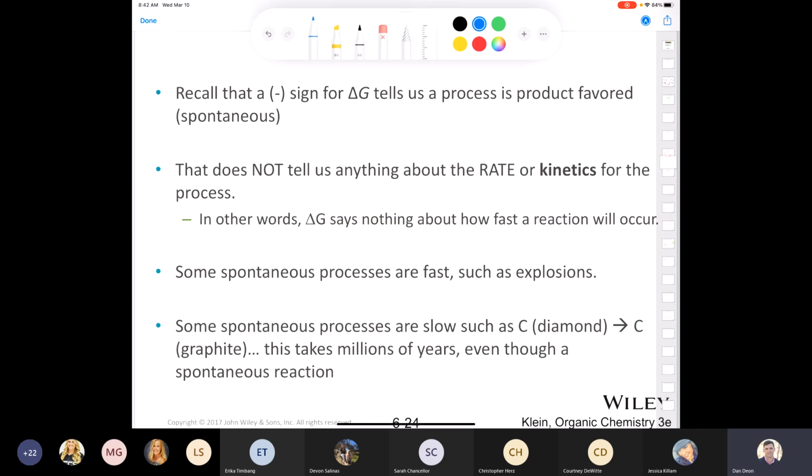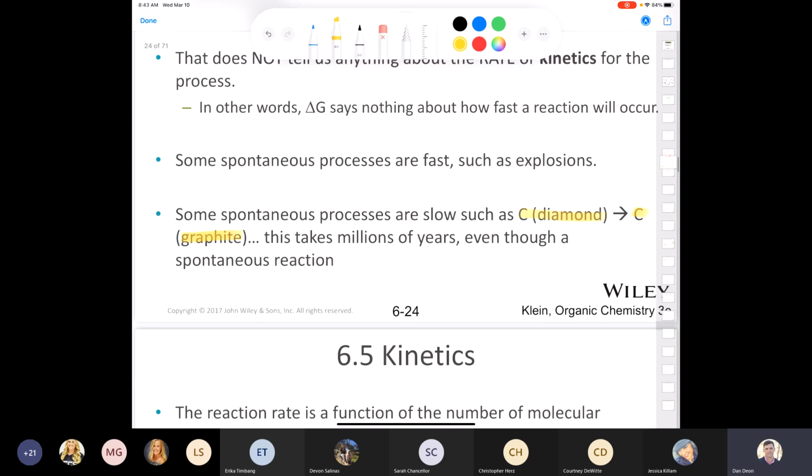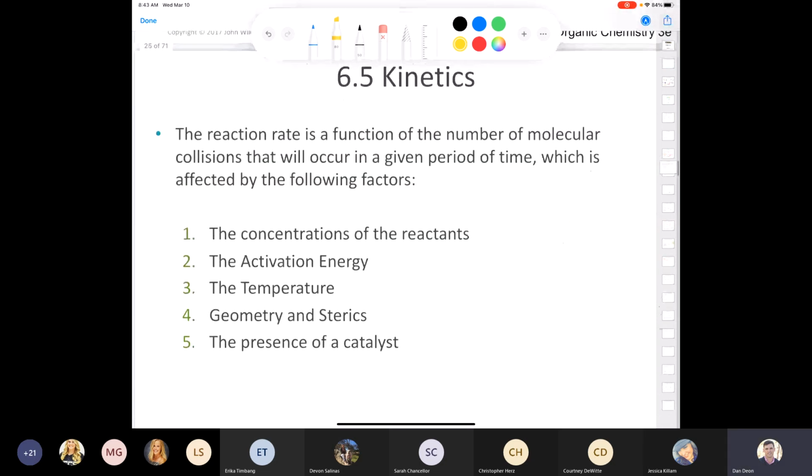But it says some spontaneous processes, and this is the one I was referring to, where you take a carbon that's a diamond and you convert it into graphite, it takes millions of years, but it is spontaneous, okay? But since you probably won't be around in a million years, don't worry about it, don't sell your diamonds yet. Okay, the reaction rate is a function of the number of molecular collisions.